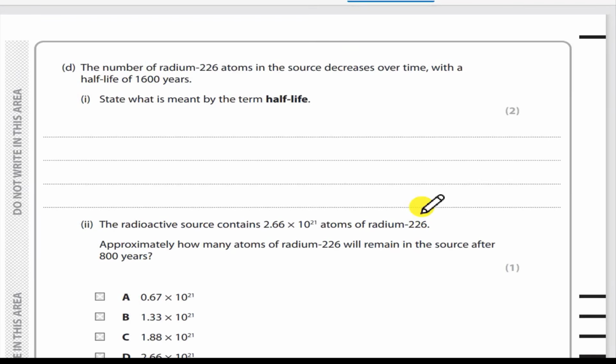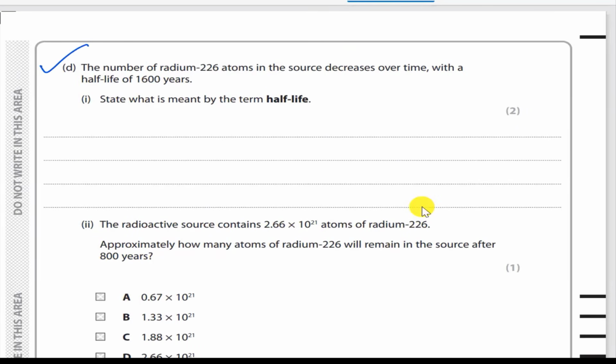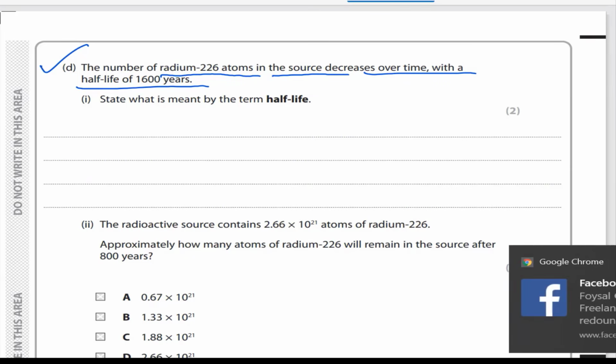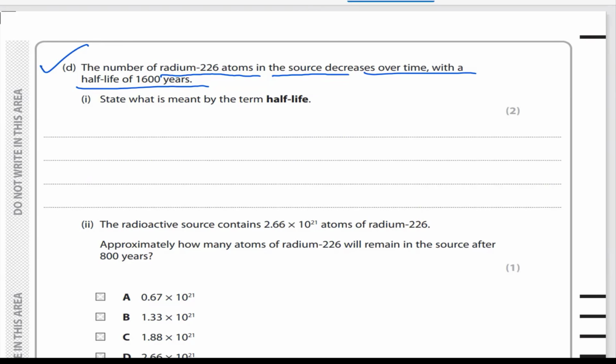Now, question number D. The number of radium 226 atoms in the source decreases over time with half-life 1600 years. State what is meant by the term half-life. Half-life. What is the half-life of a radioactive source?